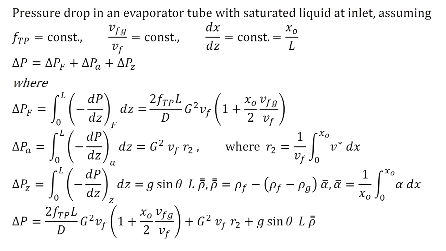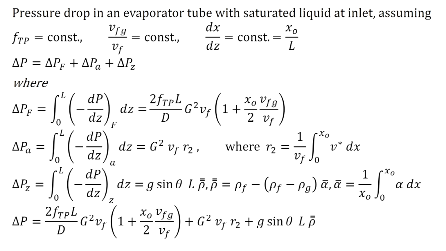Okay. So, now let us consider an evaporator tube in which the inlet is saturated liquid, and we will assume ftp equal to constant over the length of the pipe, Vfg by Vf is equal to constant, and dx by dz equal to constant equal to xo upon L. So, the total pressure drop delta P is equal to delta Pf plus delta Pa plus delta Pz, and here delta Pf is the integral of the pressure gradient due to friction, and we get this expression, which is the same as that for the homogeneous model, 2 ftp L by d g square Vf (1 plus xo by 2 Vfg by Vf).